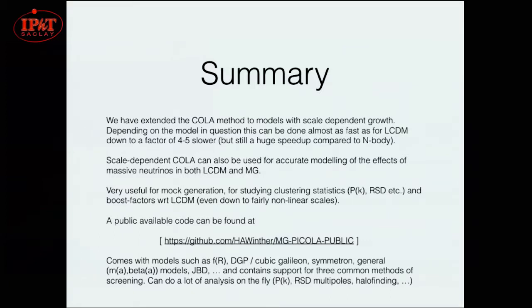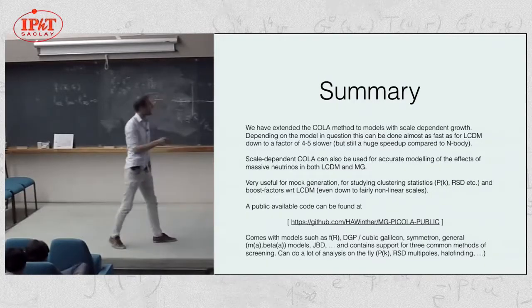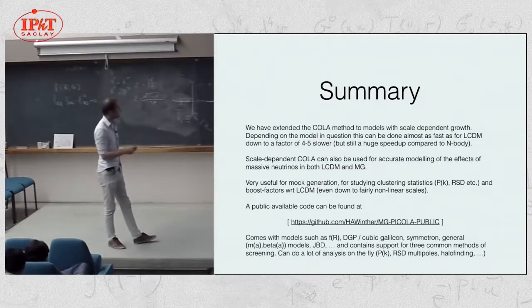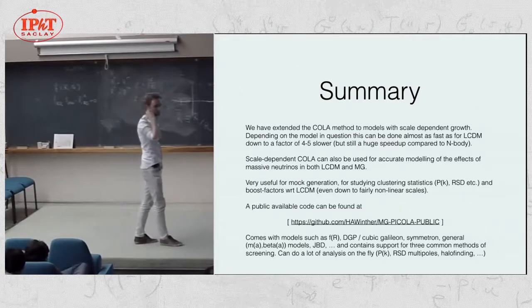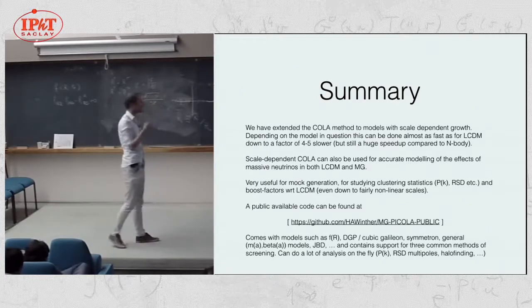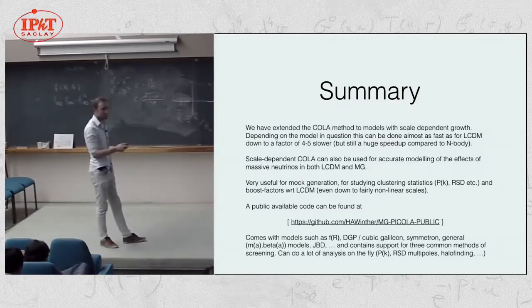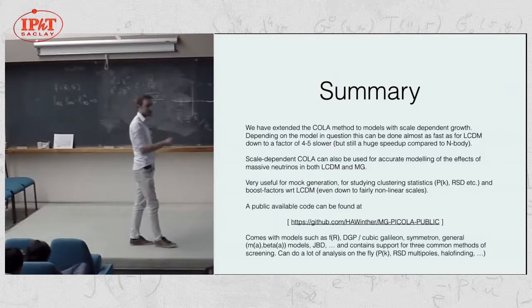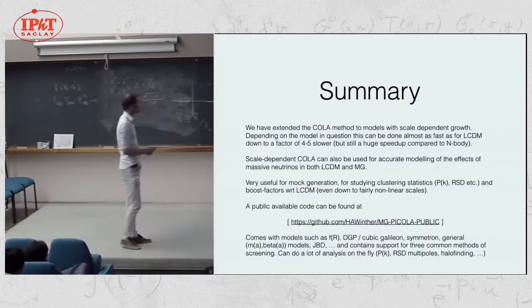So that's the thing. We have extended this COLA method from lambda CDM to quite general classes of model, and it seems to work almost just as well. We can do this with just a factor of a few slower than for lambda CDM. But as I said, it's still a huge speed up compared to n-body.